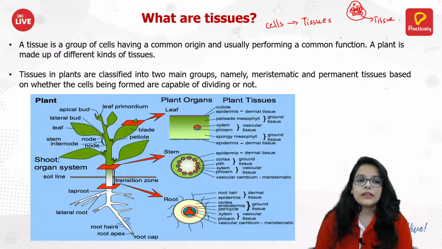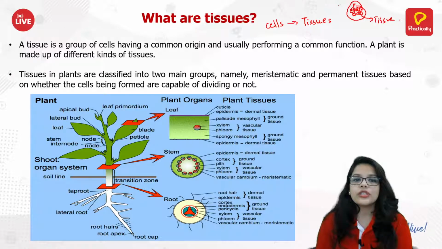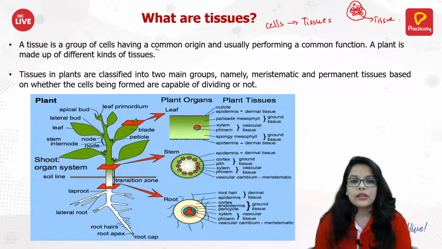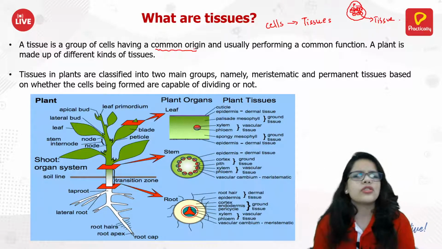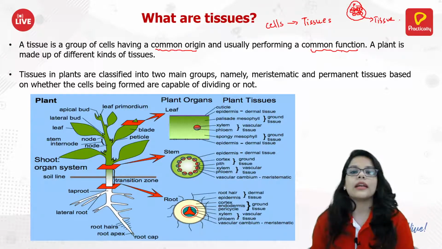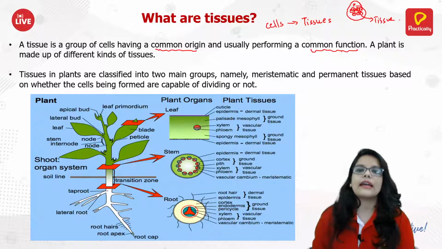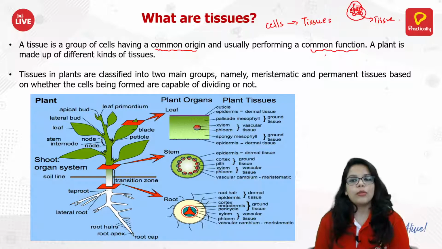A tissue is a group of cells having common origin. So all of these cells are from the common origin and usually they perform a common function. As they have a common origin, structurally and functionally they'll be almost the same, and they'll have a common function. Now the function can be anything. It can be a mechanical function, a nutritional function, a support function, any function.